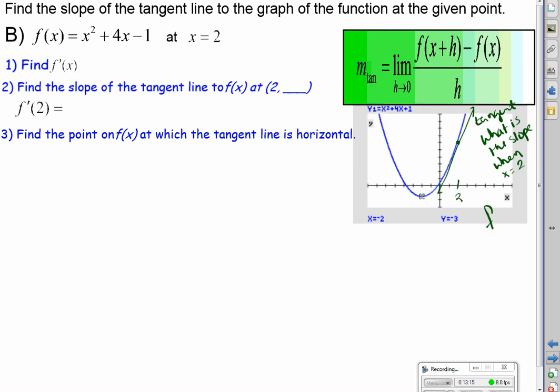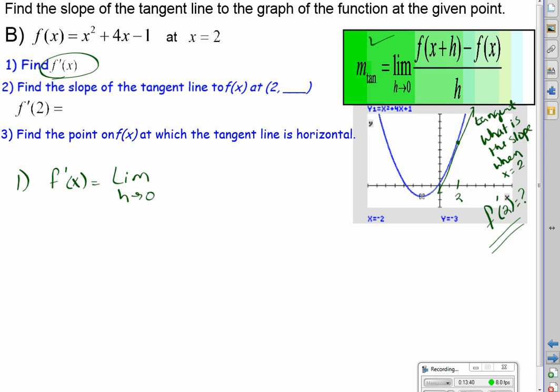Or in other words, what is f prime of 2? That is the big question. So first off, let's evaluate the general derivative. So step 1, f prime of x will equal the limit as h heads to 0. We're using this formula over here.